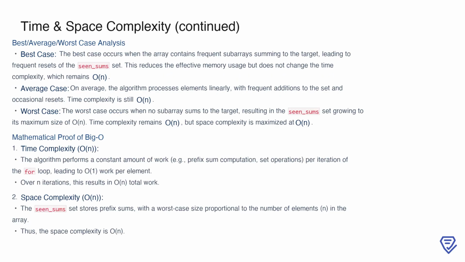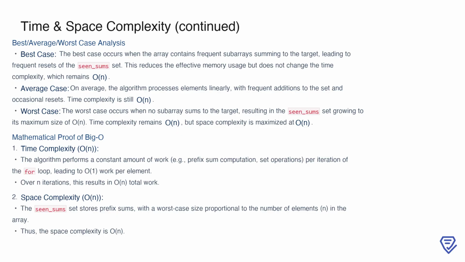Analyzing the best, average, and worst cases provides further insight into the algorithm's performance. In the best case, the array contains frequent subarrays summing to the target. This leads to frequent resets of the seen_sum set, which reduces its effective memory usage. However, the time complexity remains O(n), because the algorithm still processes every element in the array. In the average case, the algorithm maintains its linear behavior, with additions to the set and occasional resets. Time complexity is still O(n).